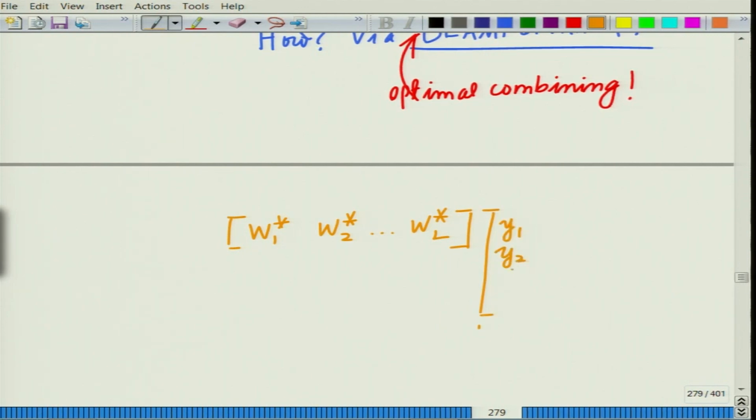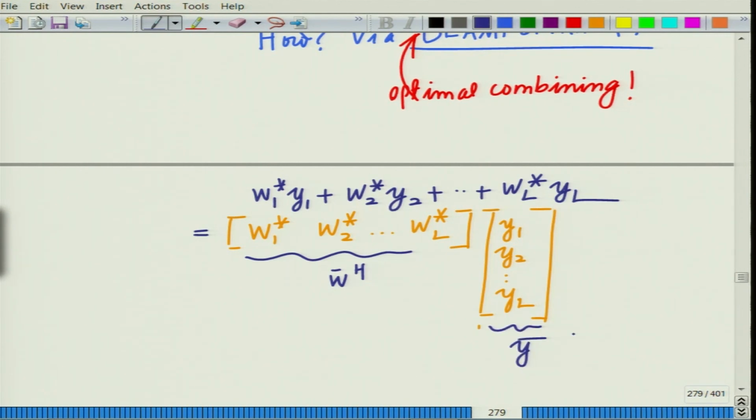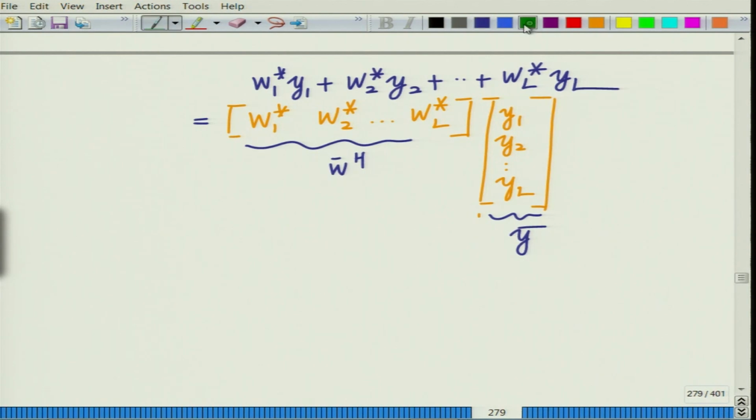and we combine the output symbols, right. That is essentially we are performing W1 conjugate Y1 plus W2 conjugate Y2 plus WL conjugate YL, which can be written as follows, and this is your vector W bar Hermitian, this is your vector Y bar, and these are essentially your combining weights, or these are essentially your beam forming weights, right.